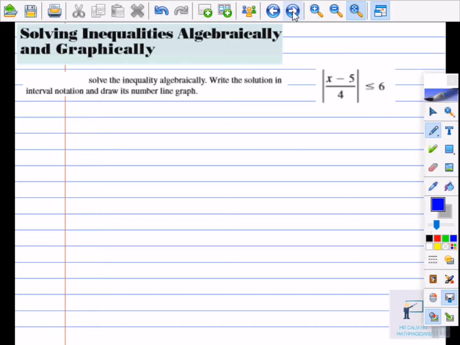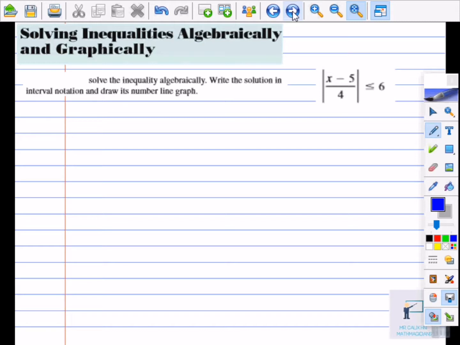So we're going to do three things. First, we're going to solve it, then we're going to graph it, and then we're going to write the interval notation. The order in which you do it is up to you. The solving part has to be the first part. Now, let's start. It says |(x minus 5)/4| is less or equal than 6.